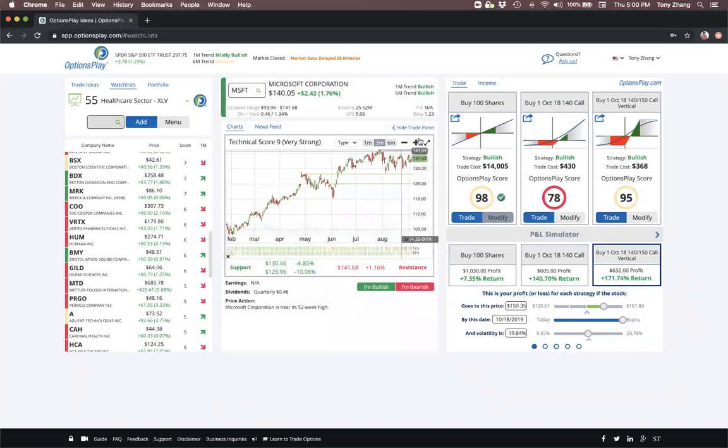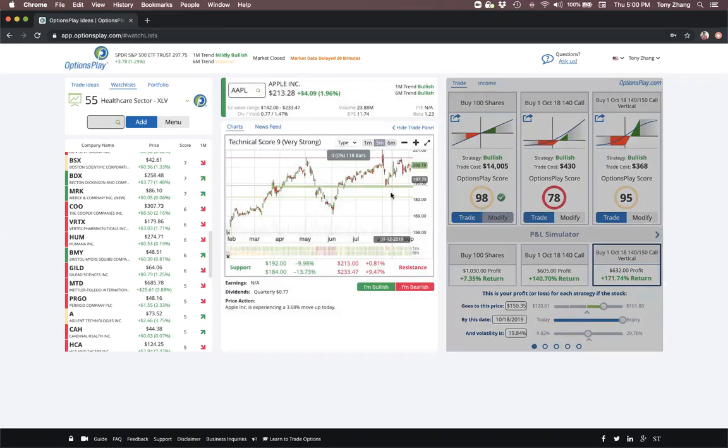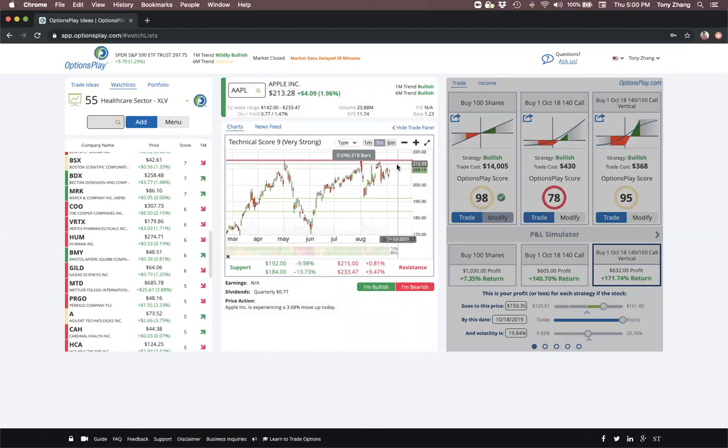Very strong trend, score of 9, 1 month and 6 month trend is bullish. Everything leads me to bullish. This stock did rally up to about 140 today. I think a lot of technology stocks are set up very similar to Microsoft right now. We're long Apple right now. I think a very similar setup to Microsoft.